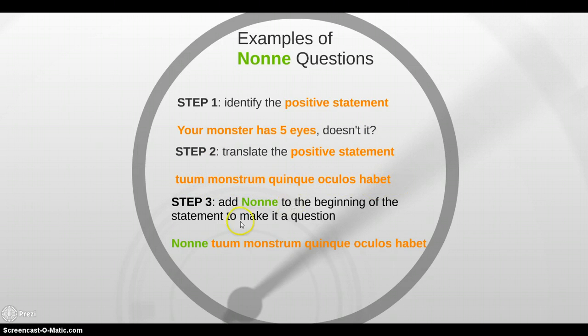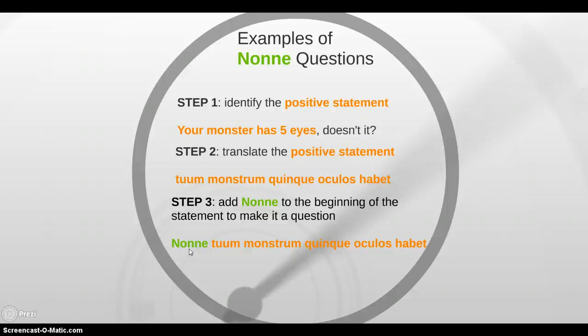Now all we have to do in step 3 is add nonne to the very beginning of the statement to make it a question. Nonne tuum monstrum quinque oculos habet. That means your monster has 5 eyes, doesn't it? The nonne makes the question expect a yes. Wix likes to be the lookout, doesn't she? Rana loves horses, doesn't she?